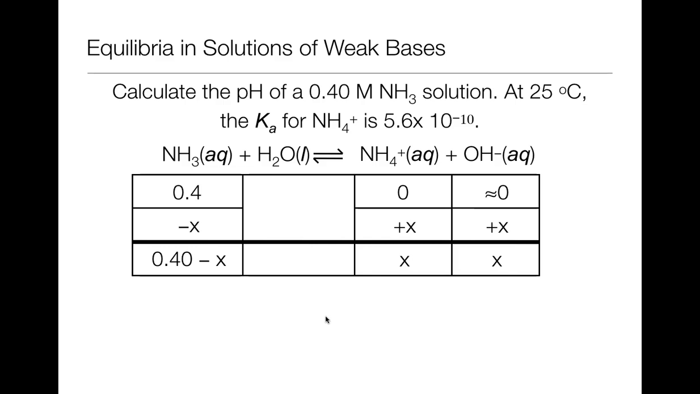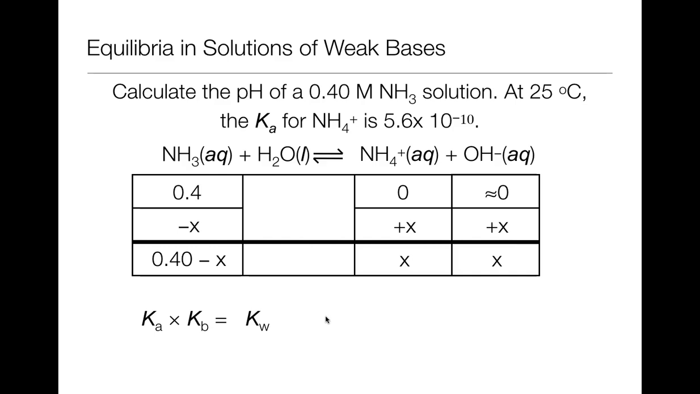We take a look at our change row. We see that we have minus x on the reactant side and plus x on the product side. And we end up with our equilibrium concentrations expressed as a function of x. If we put all of that together, we'd be looking at Kb, but we're given Ka. So we're left with this dilemma: all the information I have inside my ice table is for Kb, but I'm given Ka.